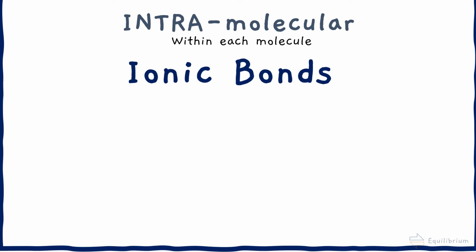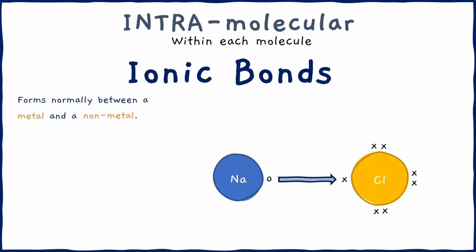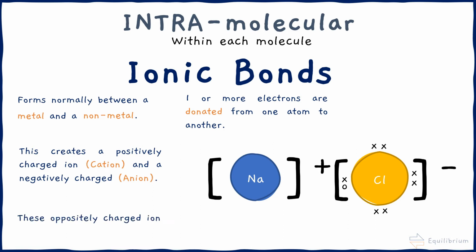The next type of intramolecular bonds are ionic bonds. These are formed between a metal and a non-metal. Ionic bonding occurs when one or more electrons are donated from one atom to another. This creates a positively charged ion or cation and a negatively charged ion or anion. These oppositely charged ions attract each other through electrostatic forces and form an ionic bond.